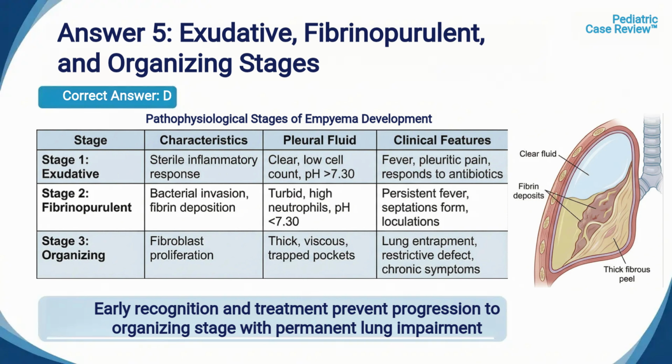Stage 3 is the organizing stage. Fibroblast proliferation creates thick viscous fluid and trapped pockets with a fibrous peel encasing the lung. This produces lung entrapment, restrictive defect, and chronic symptoms. Surgical decortication may be required. Early recognition and treatment prevent progression to the organizing stage with permanent lung impairment.